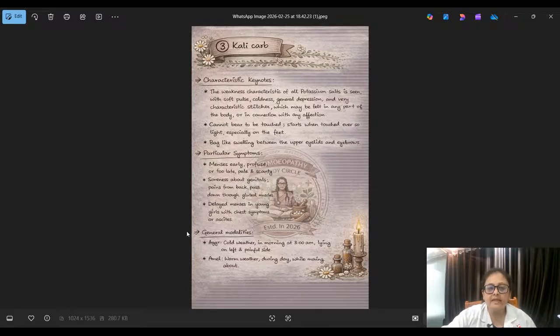Okay. Delayed menses in young girls with chest symptoms or ascites. Say for example, the girl had some chest affection. She had pneumonia, or acute respiratory distress syndrome, or she has asthma, or in childhood she had tuberculosis, any chest symptom. The girl has not yet attained menarche, or the secondary sexual characters are not developed, then you can think of Kali carb. Okay, these are the characteristics of Kali carb.